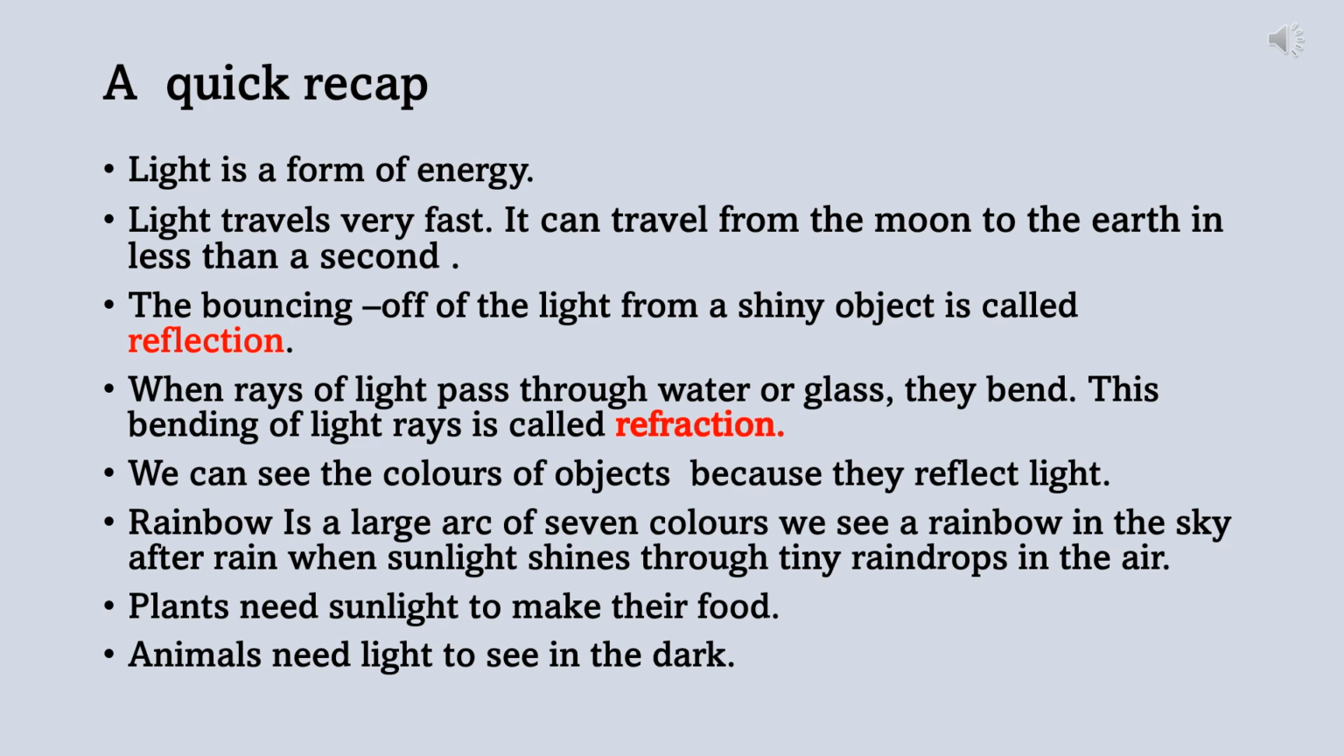We can see the colors of objects because they reflect light. A rainbow is a large arc of seven colors. We see a rainbow in the sky after rain when sunlight shines through tiny drops in the air. Plants need sunlight to make their food, and animals need light to see in the dark.